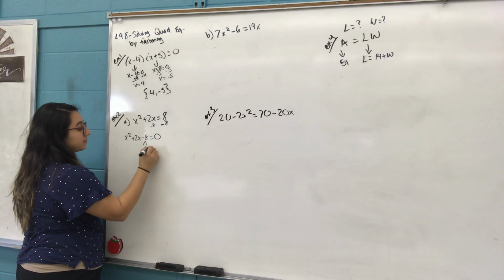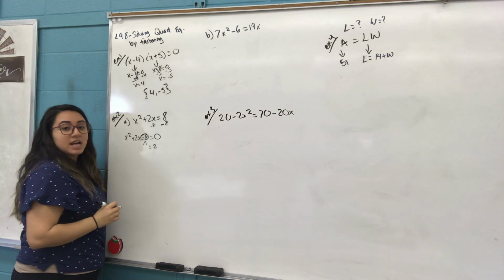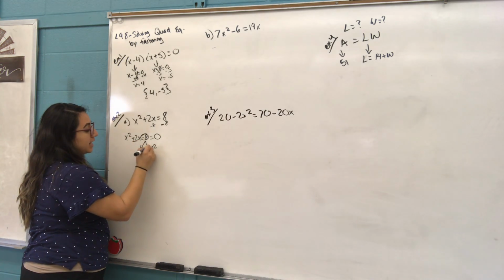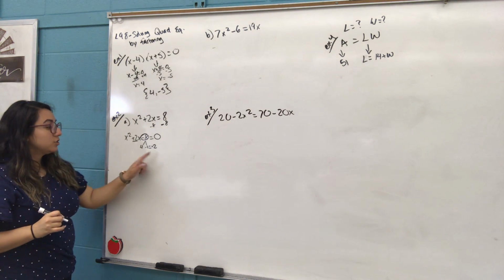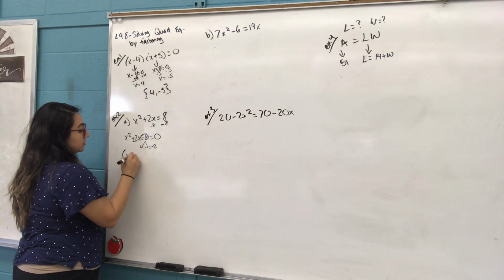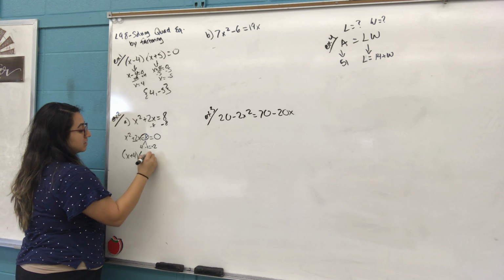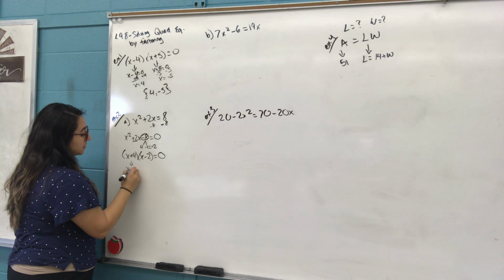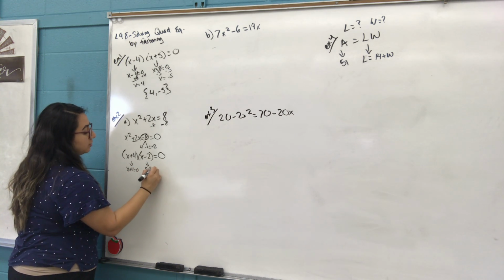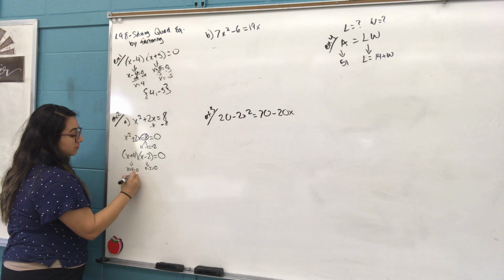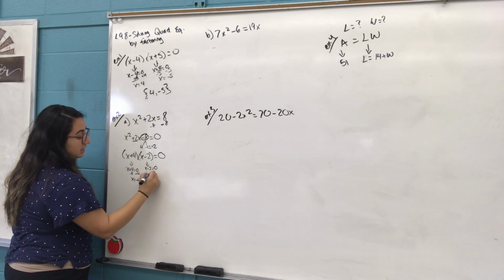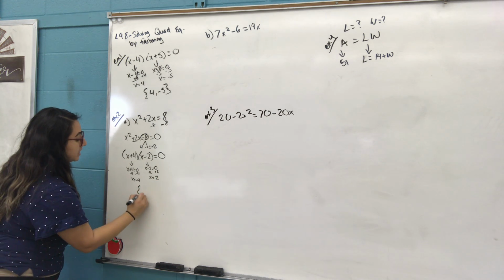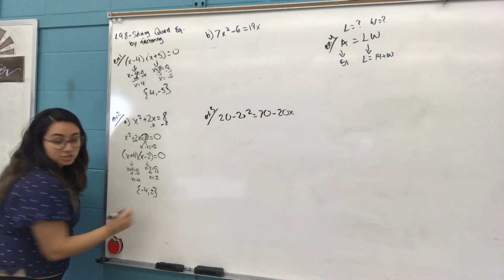From this step, you go ahead and factor. Factors of negative 8 that give you positive 2, and that would be 4 and negative 2. 4 minus 2 gives you positive 2, so those are your factors. So it's x plus 4, x minus 2 equals 0. Now, set each of them equal to 0. X plus 4 equals 0. X minus 2 equals 0. And then solve for x. Subtract 4 to both sides. Here, you add 2 to both sides. And you have your answer as being negative 4 and 2.